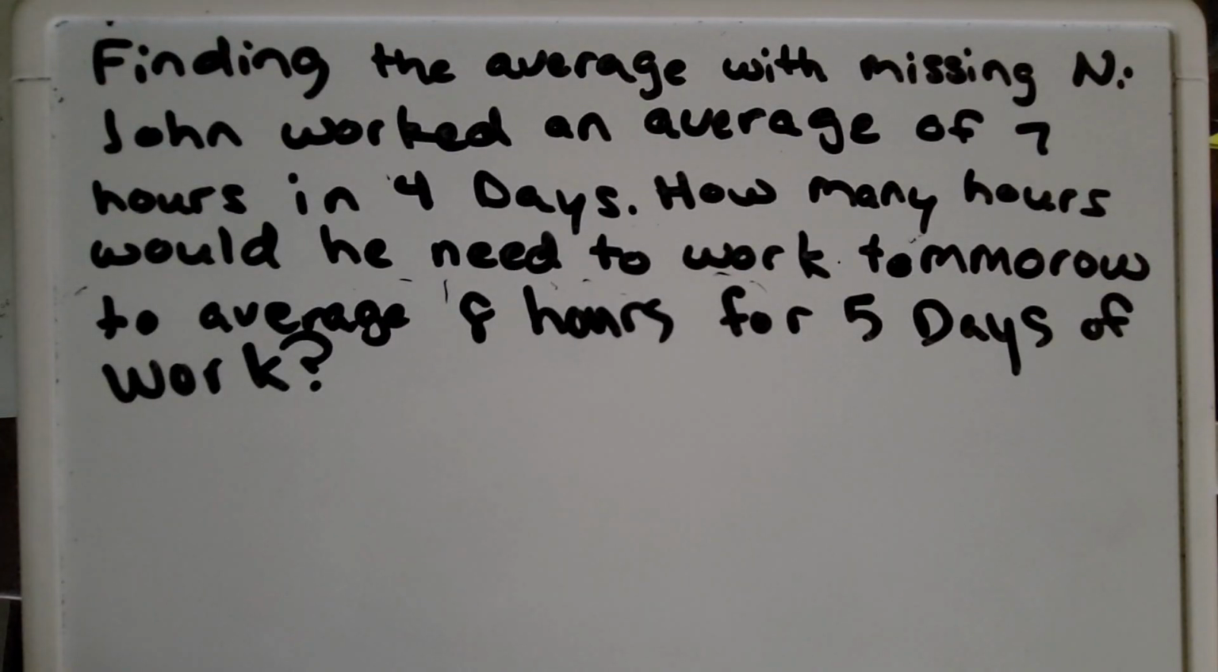This is RNC Love. Today we're going to be covering finding the average with the missing number, I guess you could say. It's very similar to the original method of how we're finding the average. The difference is we're not going to know what one of the numbers is. With that being the case, let's go ahead and get started.